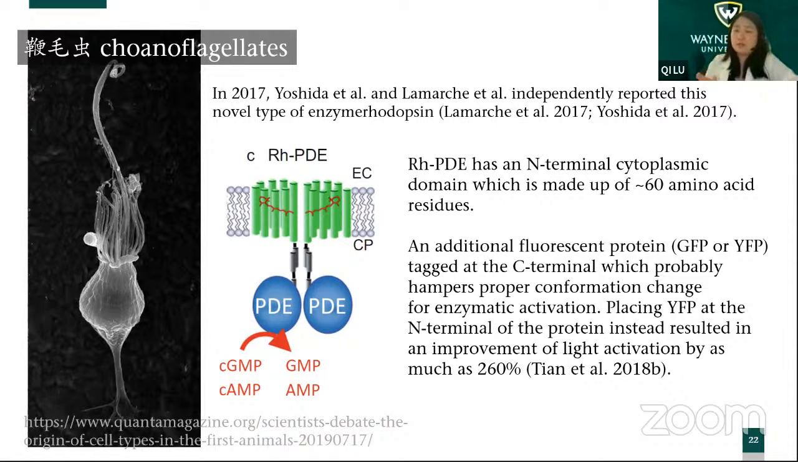it's not reported that a fluorescent protein located at the N-terminal or C-terminal will dramatically affect the function of the target protein. However, for these Rh-PDE proteins, a fluorescent protein located at the C-terminal will probably hamper the conformation change for enzymatic activities. So avoid linking fluorescent protein at the C-terminal, and placing YFP at the N-terminal will result in improvement of light activities. And this is highlighted by this paper.